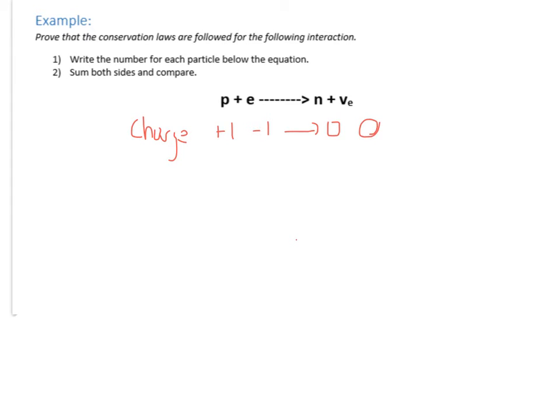Then on the next line, you sum both sides, so -1 plus 1 gives you 0, and then the total of 0 and 0 is 0. The last stage is to state that we've got charge conserved because it's the same on both sides.